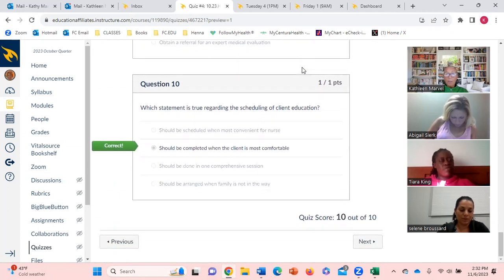Which statement is true regarding the scheduling of client education? Do we do it when it's most convenient for us? No. It's most convenient and comfortable for the client. Maybe they want it where it's quiet, when they're not tired, with nothing to do or no distractions, when they have more time. Maybe they want their family there, or somebody who's going to be caring for them when they get home to be present. Whatever environment works for the client, we need to make that work.